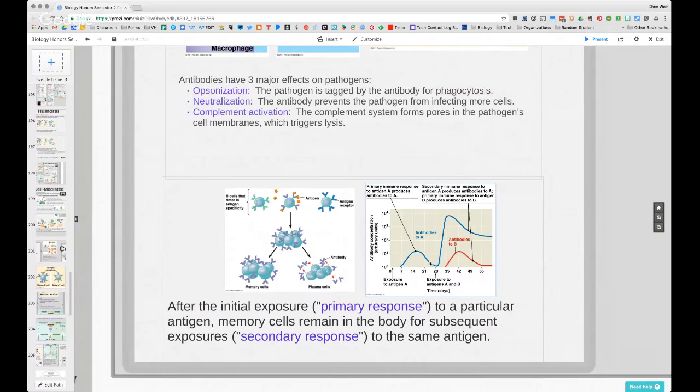And then we have learned in the medical field that we can basically trigger this primary response by using things such as vaccinations. And a vaccination basically prepares your body for the infection by producing those memory cells. Those memory cells remain in your body for a second exposure to that same antigen, which happens to be the first exposure in reality to your body, but your body produces a massive amount of antibodies and clears the infection.